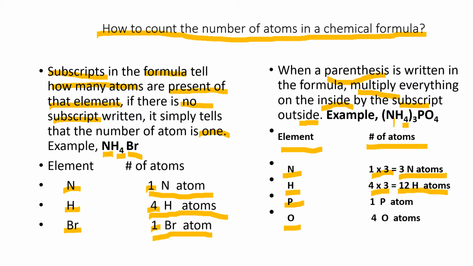Now next, phosphorus. Phosphorus is not included inside the parentheses, so you don't multiply it by 3. Okay? So as you can see, the subscript of phosphorus is 1. So you have 1 phosphorus atom. And the subscript of oxygen is 4, and so there are 4 oxygen atoms. Remember, the subscript written outside the parentheses has to be multiplied by everything inside the parentheses.